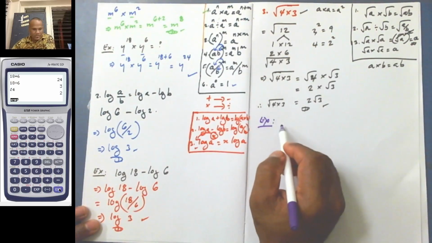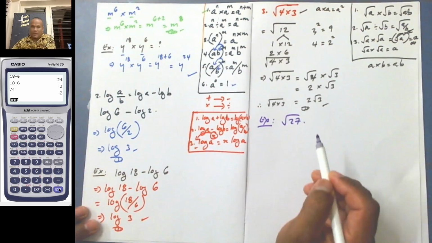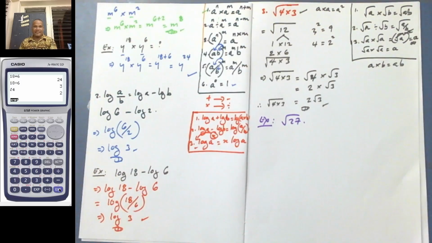Let's say square root of 27. What is your answer in finding square root of 27? I'll give you 2 minutes, answer that question now, and your 2 minutes starts now.